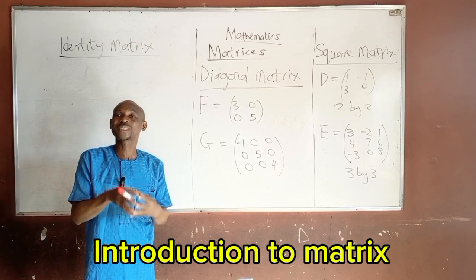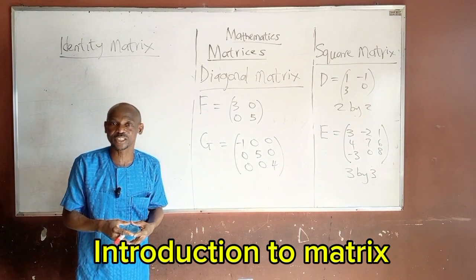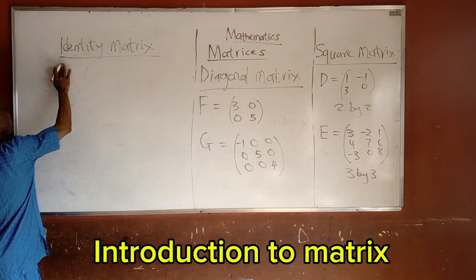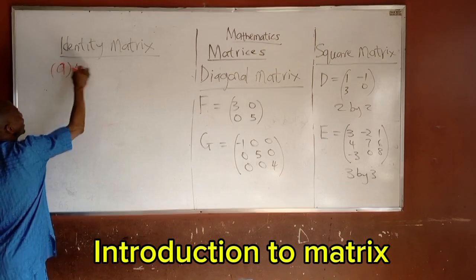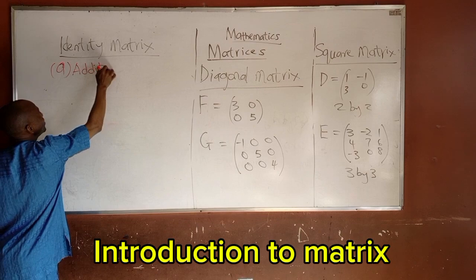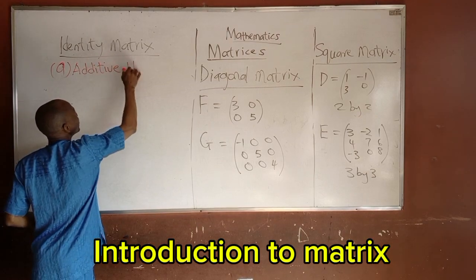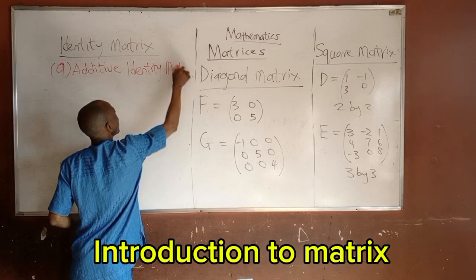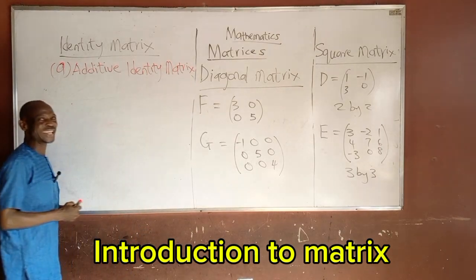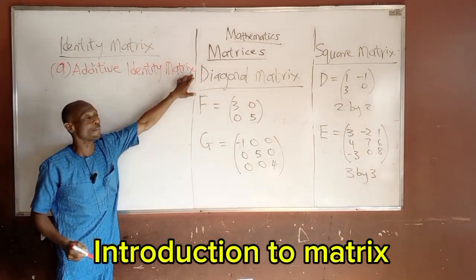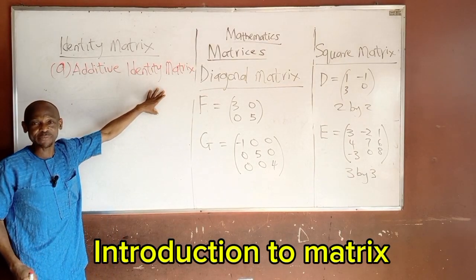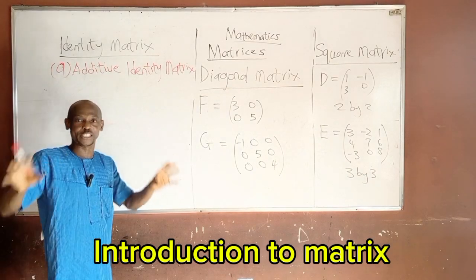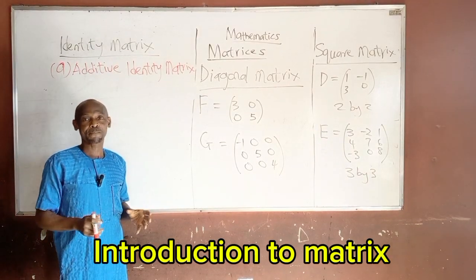This brings us to the two types of identity matrix. We have two types of identity matrix. A, we have the additive identity matrix. Now, the additive identity matrix is a matrix that all its elements is equal to 0.